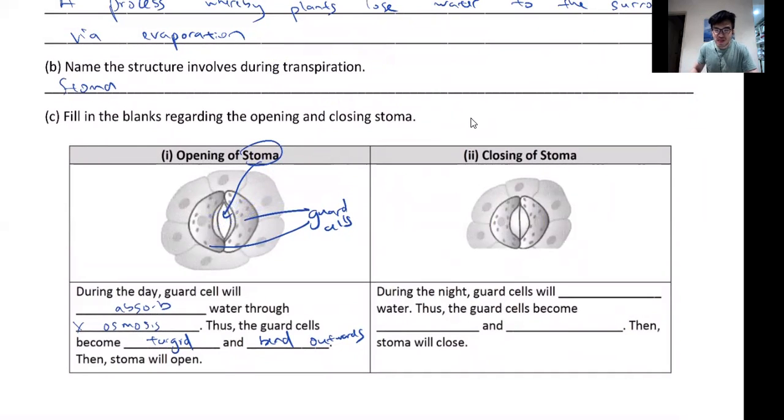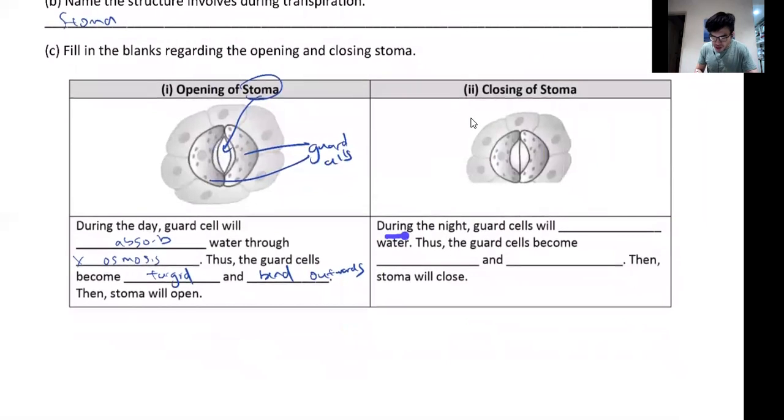Okay, so next, closing. So when will they close? At night. So during the night, guard cells will lose water. Okay, water will go out. Thus, the guard cell becomes flaccid. Okay, what is flaccid? Flaccid means like when your balloon loses air, the thing becomes very flat. Or you can say straighten. Now you see, now they are straight. They straighten, and then the stoma will close.